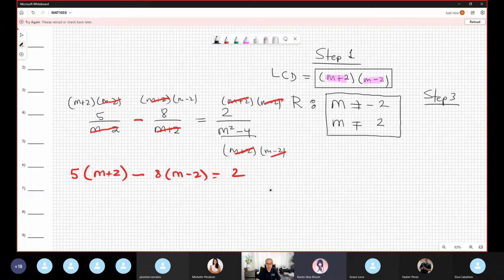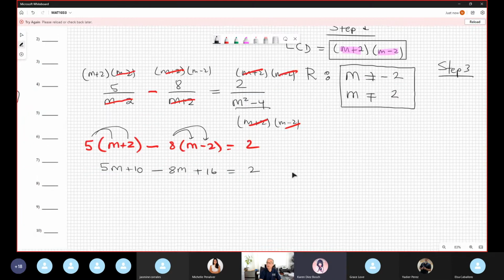Entonces es 100%. The rest is baby algebra. Distributed by M plus 10. Distributed minus 8M plus 16. Negative times negative, positive, equal to. Ready, we are ready to combine like terms. Combine, combine, combine. Is 5 positive, 8 negative, minus 3M.